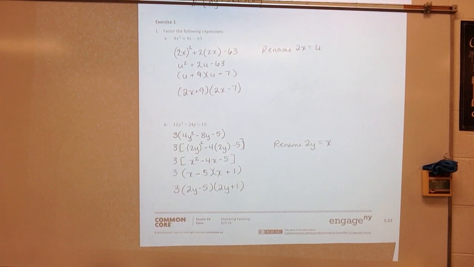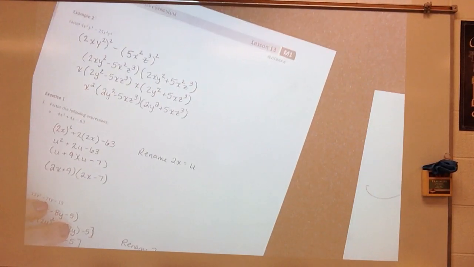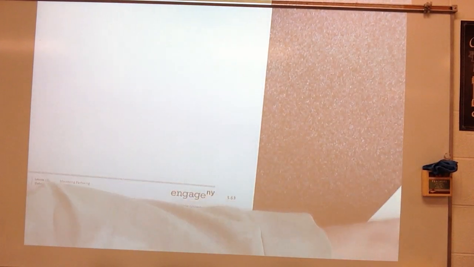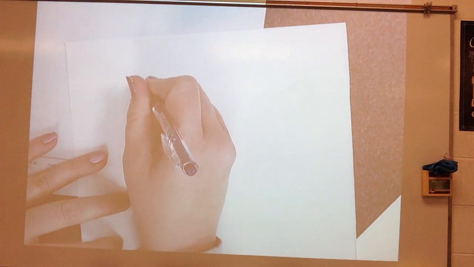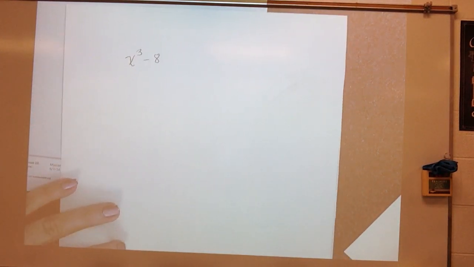Now, we can use the example of factoring x cubed, because not always am I going to have x squared or y squared or anything like that. But let's think about this. What if I have x cubed minus 8? And what if I tell you to factor that?